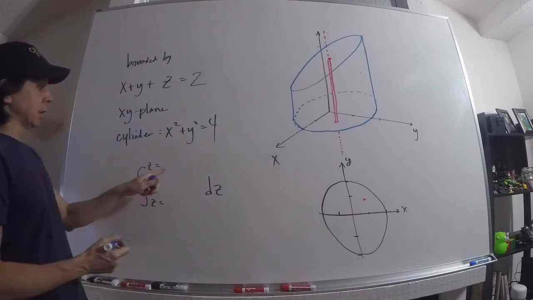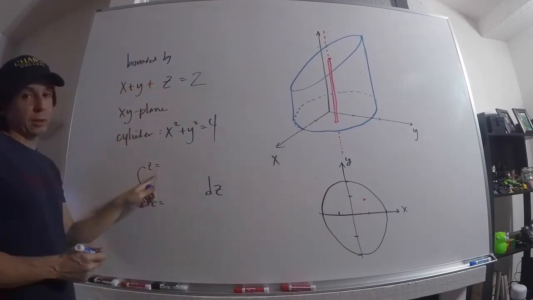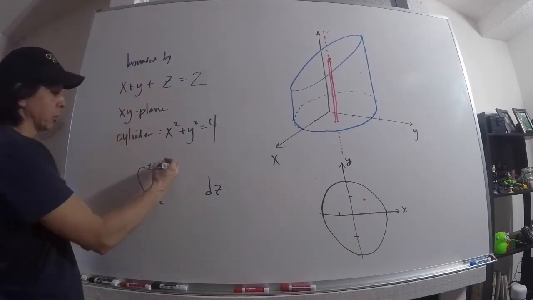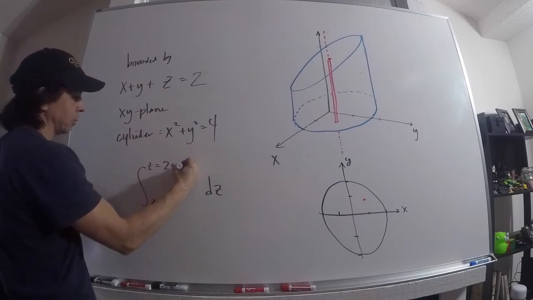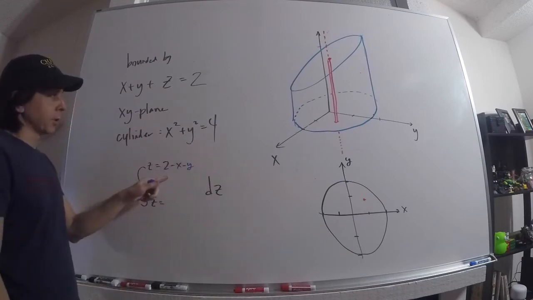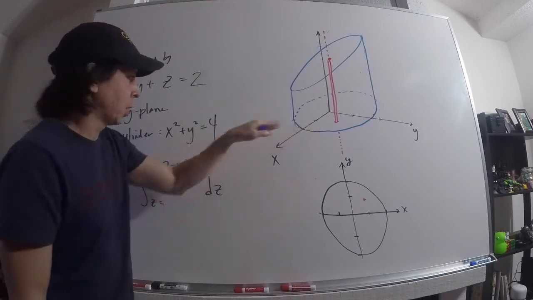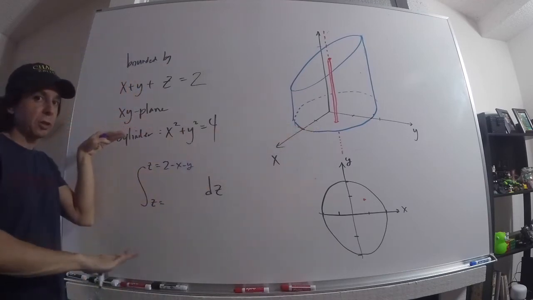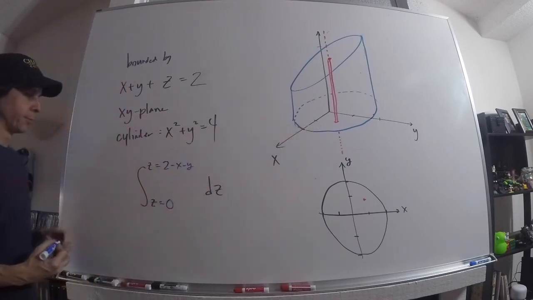Okay, my upper plane is this, but I don't have it in the form I need. I need it in the form z is equal to, that's why I should have solved it. z is equal to 2 minus x minus y. That's my upper bound. What's my bottom? The xy plane. You have to interpret that as z is equal to 0 plane.